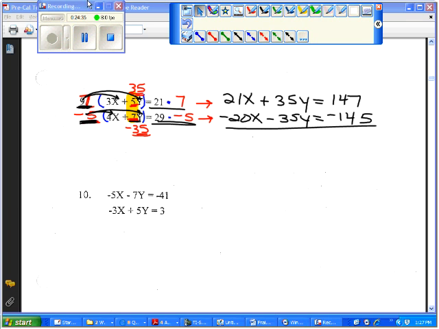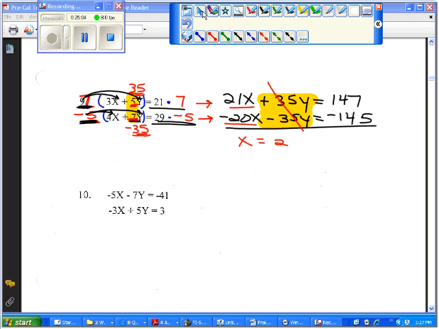So now when I combine them, the y's are going to cancel out because now they're additive inverses. I'm still going to combine using sign rules. 21x minus 20x leaves us with 1x. Those cancel. 147 minus 145 is 2. So I get x equals 2.